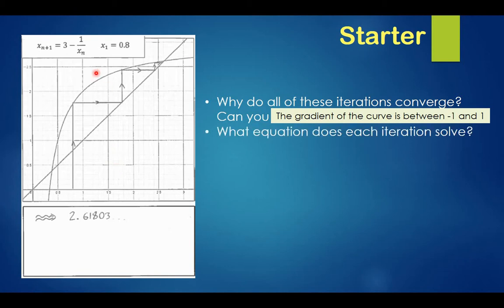And what equation does the iteration solve? Well, let's look at our iteration formula, and if you just wrote the formula without the subscript n or n+1, you'd end up with the equation that you solve, which is of the form x is equal to f of x.